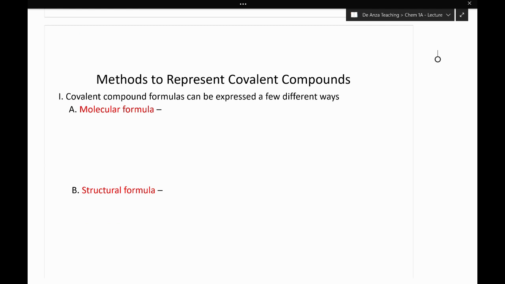With the formula unit, we basically just have the lattice cell. With covalent compounds, we have two different ways we want to represent these. The first of these is the molecular formula, and that indicates the elements present using atomic symbols, so the elements present in a compound and the actual number of atoms.